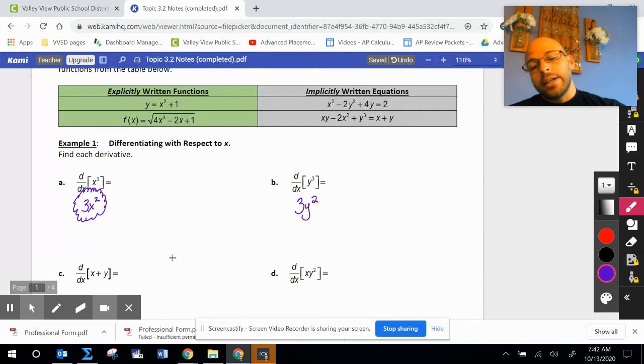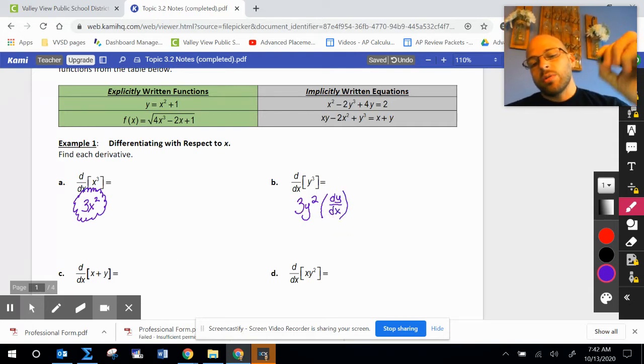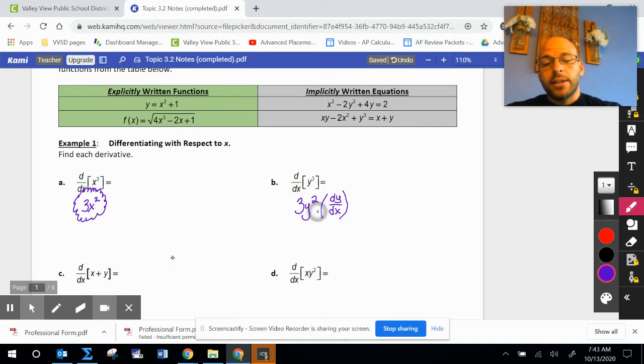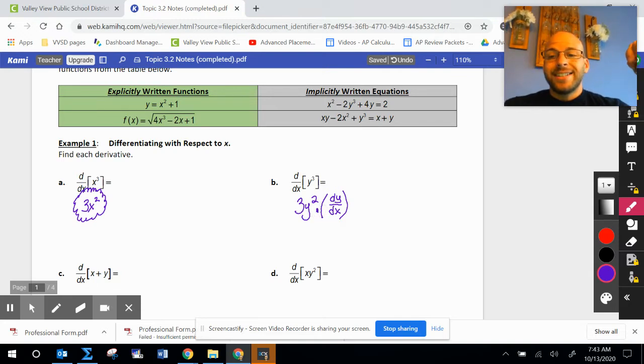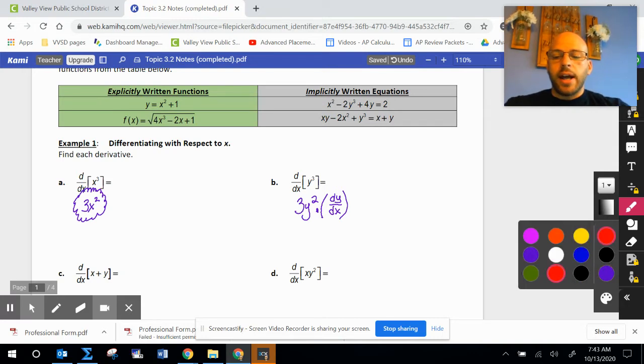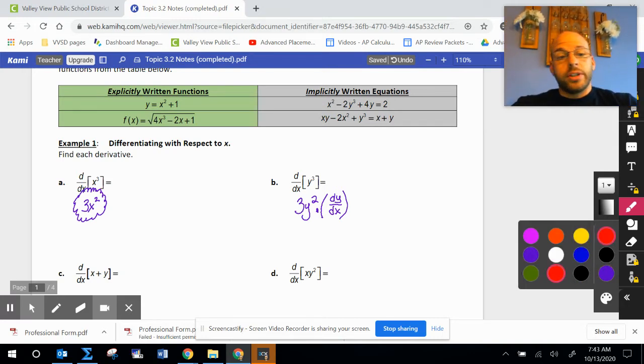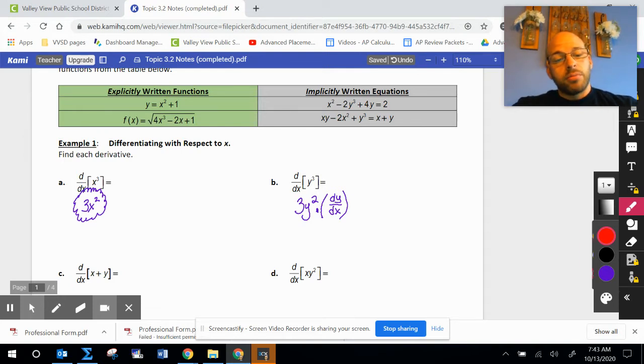However, I now need to take the derivative of the y, so that gives us this little rate of change next to it. That dy dx has to be part of my problem. So my answer is 3y squared times dy dx. Now let's go back to the previous problem, the x cubed. Why did we not have to put a little dy over dx on that one? What's the difference? Why does it being y matter?